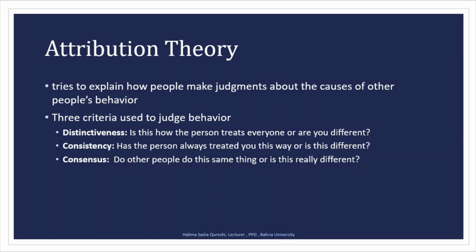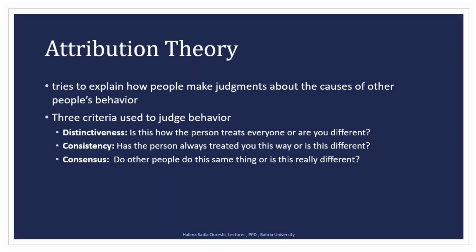There are three criteria by which people judge other people's behavior. The first is distinctiveness, the second is consistency, and the third is consensus. When we talk about distinctiveness, the question is: how does the person treat everyone, or are you treated differently? For example, if that friend of yours has treated everyone the same way, smiling or waving at the whole class or all of his friends, you are going to judge his behavior on distinctiveness.